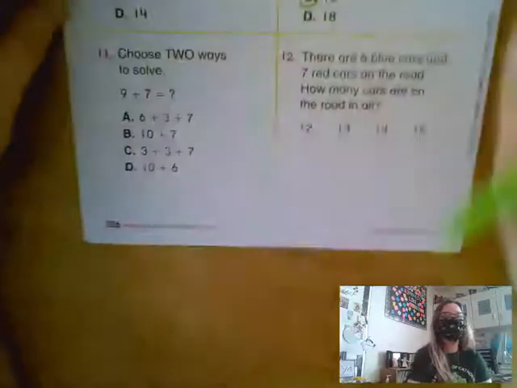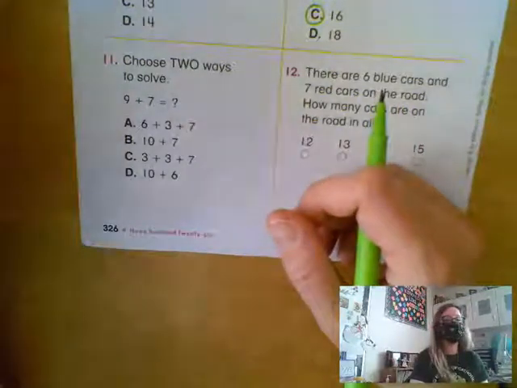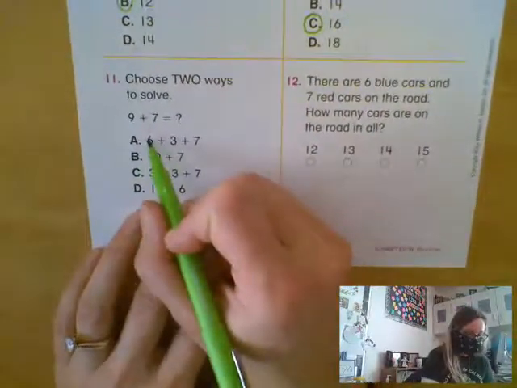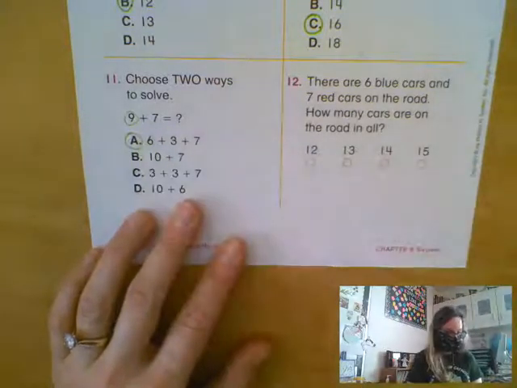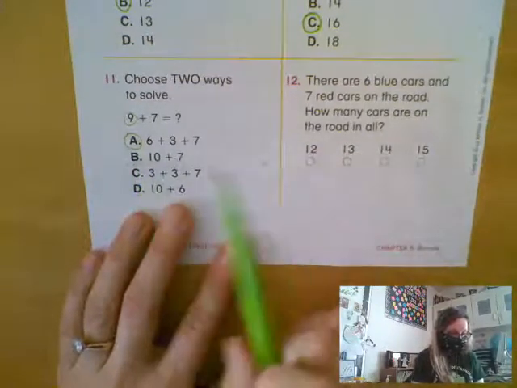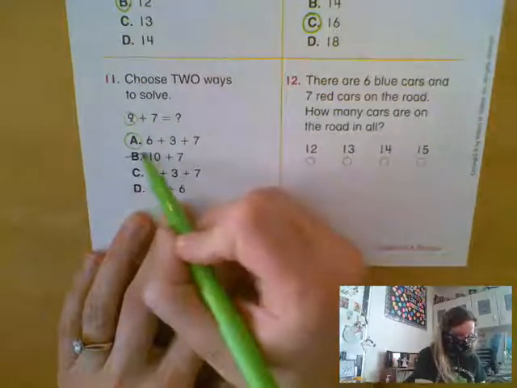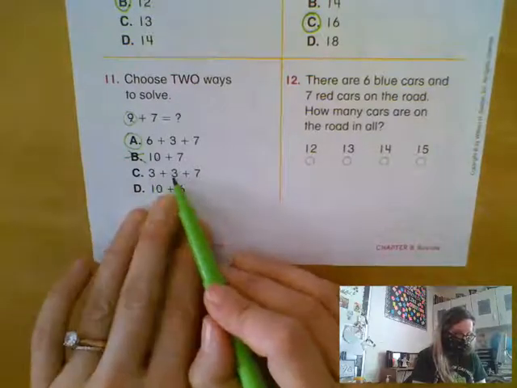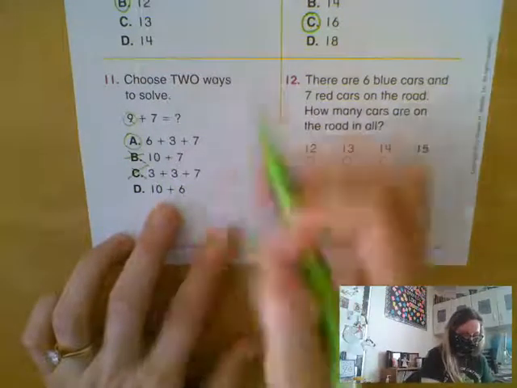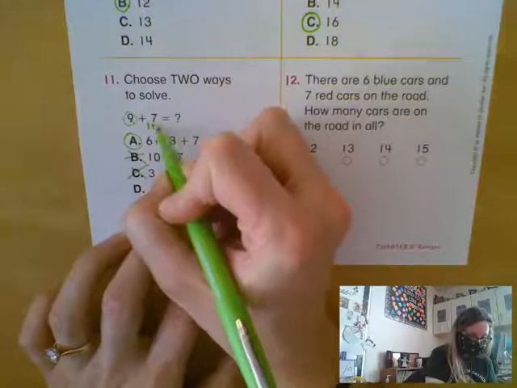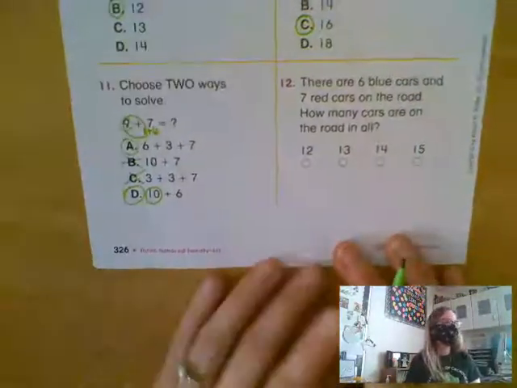Number 11, Blake says choose 2 ways to solve. So we're not just looking at one way here, we're going to look at 2 ways. So the first way here, it looks like they took 6, 7, 8, 9, and they broke the 9 into a 6 and a 3 and brought down their 7, so that one works. For B, looks like we have 10 and 9 and 7, so that one won't work. For this one, it looks like we have 3 plus 3, which is 6, plus 7, so that one won't work. But here, we have 10 plus 6, so what they did was they made this into 1 plus 6, combined the 9 and the 1 to make a 10, and added 6. So A and D are your answers for that one.